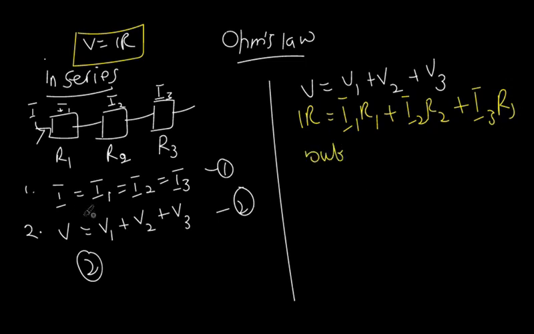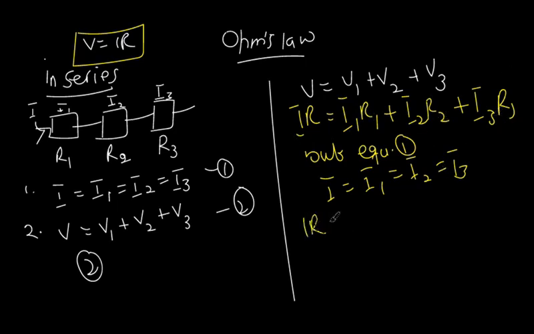But from equation 1, we know that I is equal to I1, equal to I2, equal to I3. So in place of I1, I2, I3, we can use I for all of them. So we have IR equals IR1 plus IR2 plus IR3.